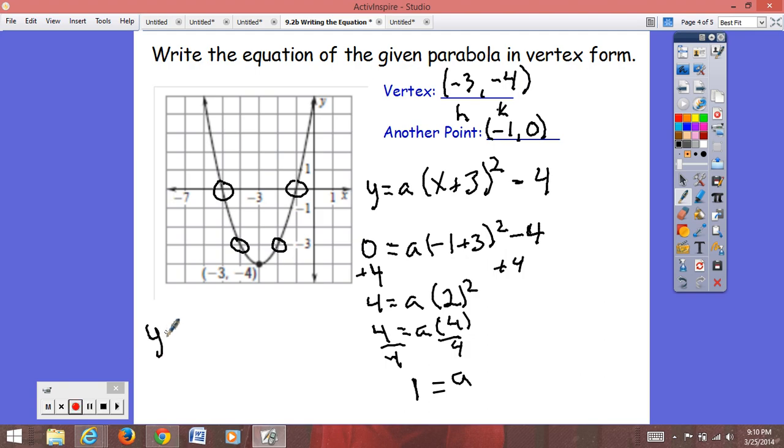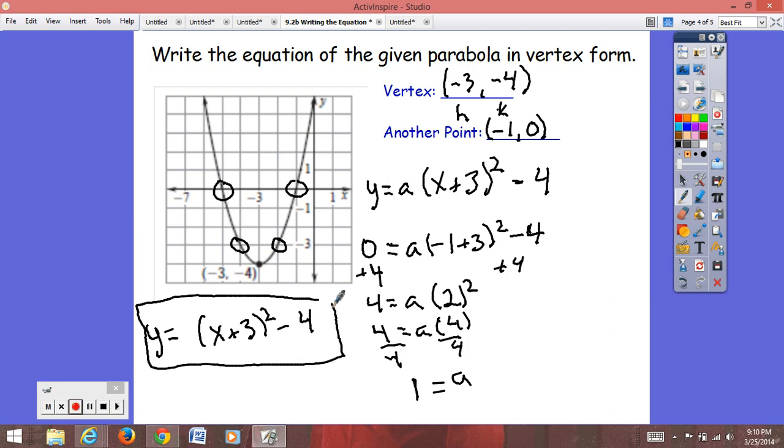So our equation is going to end up looking like this. y equals a, which is just 1, so we can go straight to our parentheses, (x + 3) squared minus 4. And again, there we have our equation.